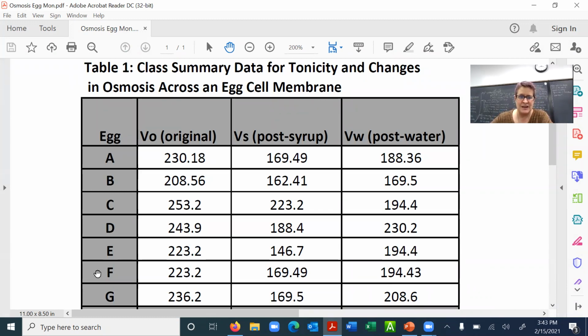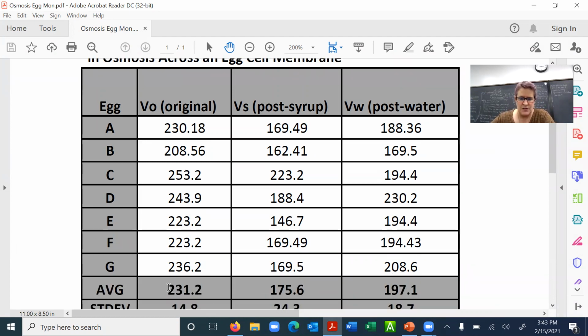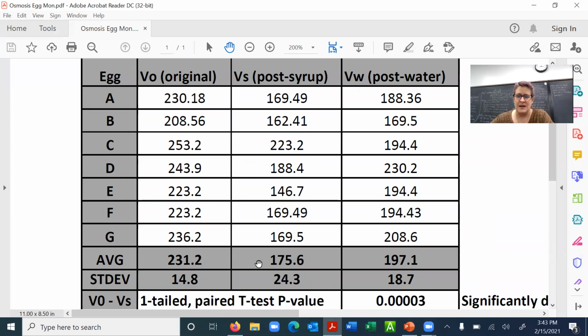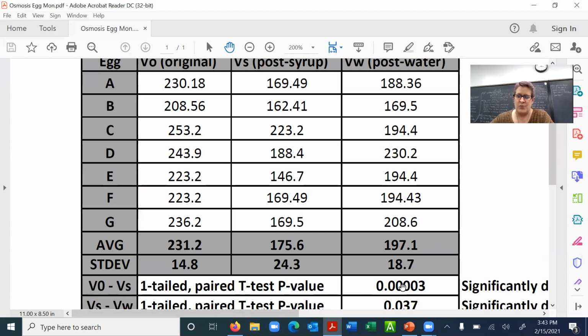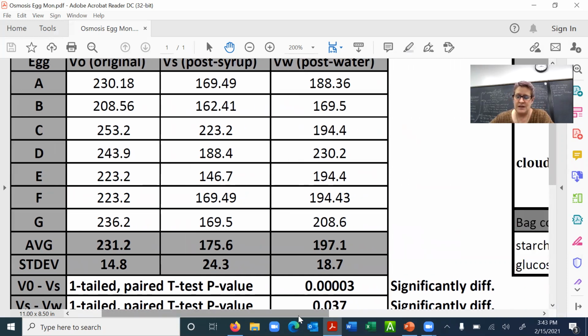So we had 7 eggs that were done. Here we have all the original egg volumes, all the post-syrup volumes, and all the post-water volumes. Let's look at the statistics. So the averages look different. It started at 231, went down to 175. But was that significant? When I compared these 2 data sets with a t-test, I got a t-test p-value of 0.00003. That says that those 2 data sets are very different from each other. And you can say with confidence, the egg did in fact get smaller in volume.